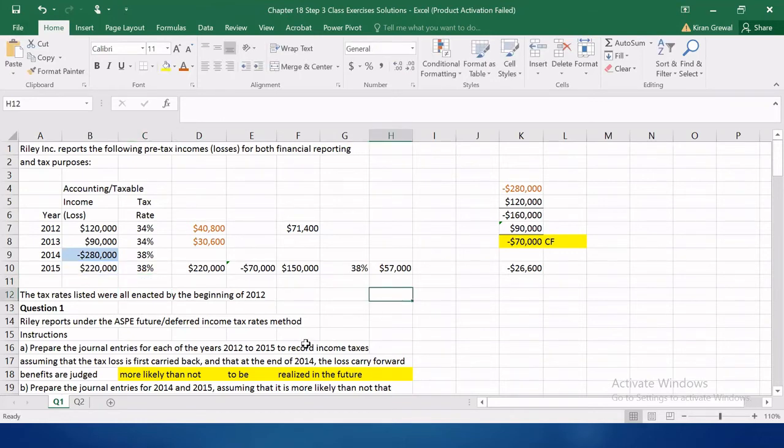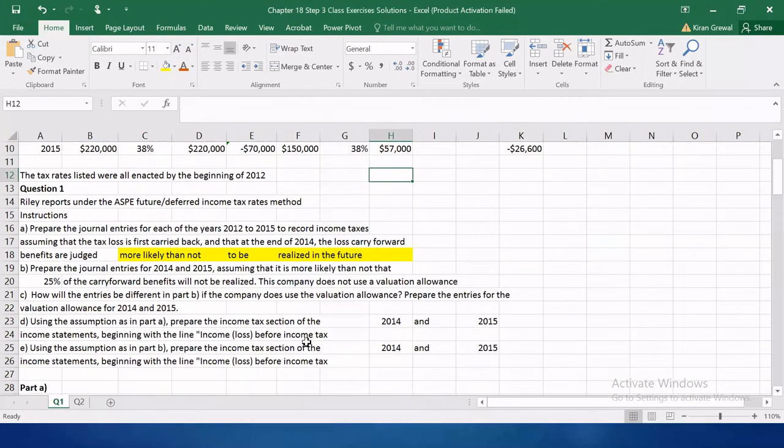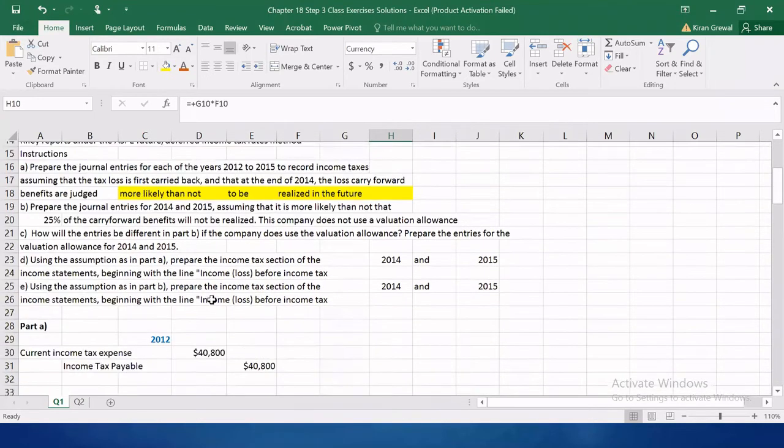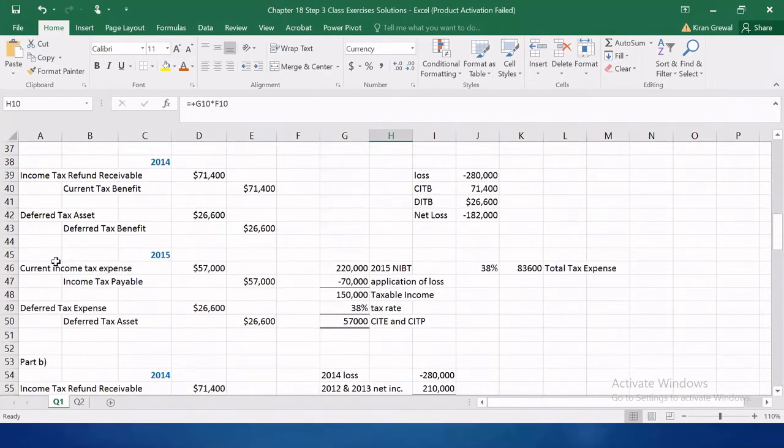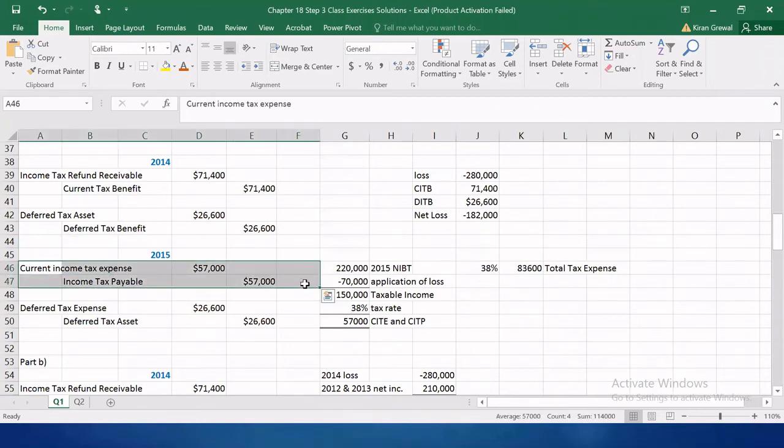So our first journal entry in the years following the loss is you're going to record this 57,000 that we have to pay in 2015. So current tax expense debit, income tax payable credit, and that's 57,000.